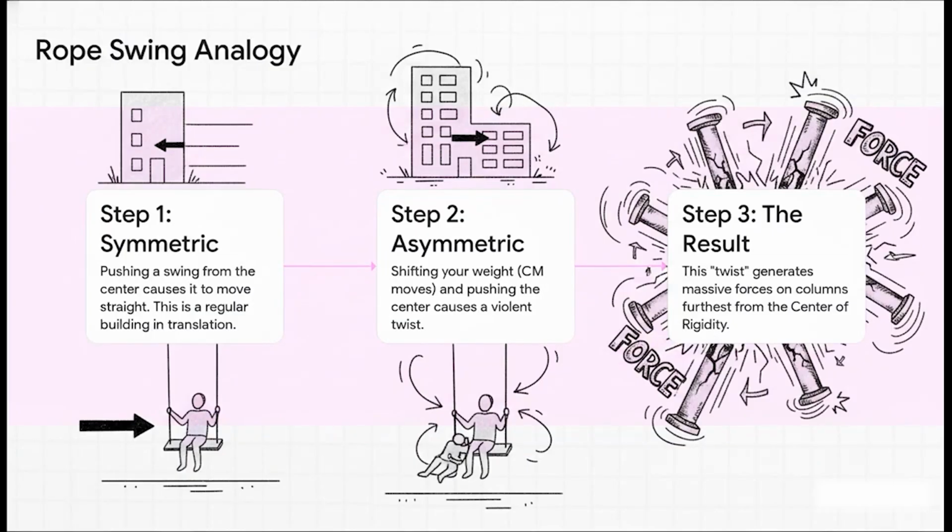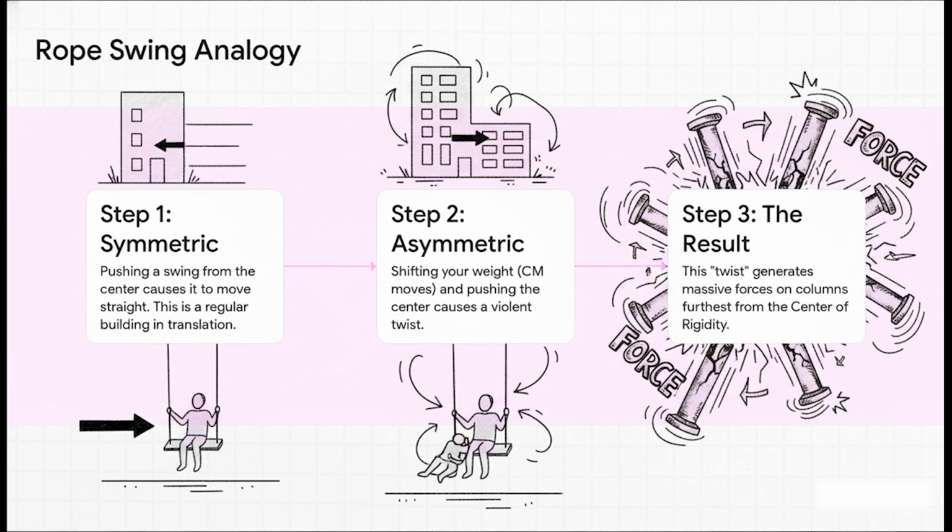Let's make this super simple with an analogy. Picture a playground swing. If you sit right in the middle, your mass is perfectly aligned. When someone gives you a push, you sail straight forward and back. Simple, predictable. That's a well-behaved, regular building in an earthquake. It just moves back and forth.